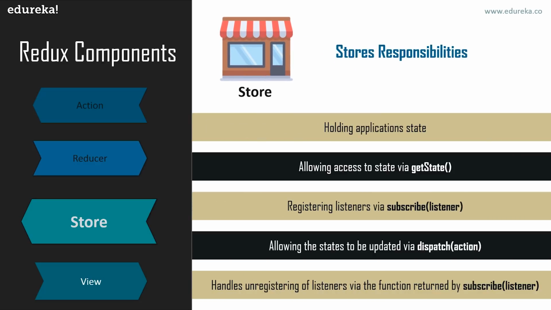So what are the various responsibilities of a store? The most important one is that it holds the application state. It allows access to the state via the getState method. Very important to understand: it registers listeners via subscribe. So if components have to subscribe to the store, they have to go via subscribe. It also allows the state to be updated via dispatch, that is, an action. Dispatch always dispatches an action to the store, then some processing happens in the store and the updated state is rendered to the view. The store also handles unregistering of listeners via the function returned by subscribe.